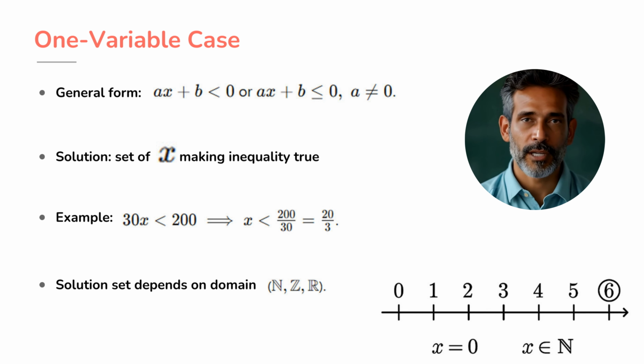If x is a real number, the solution is all x less than 6.6 recurring. So the same inequality can yield different solution sets depending on the domain: naturals, integers, or reals.